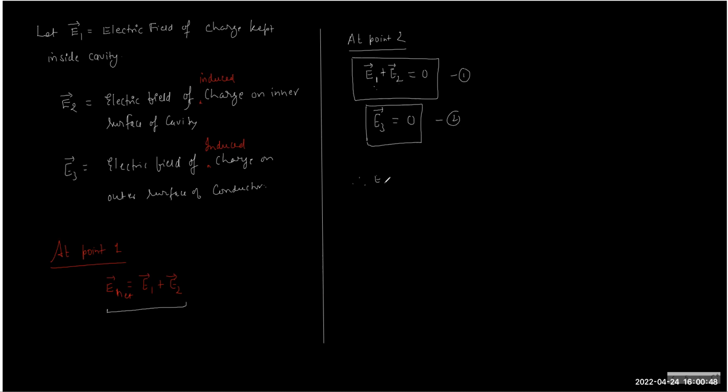Therefore, the sum of all three will also be 0. See, isn't it? Yes, sir. So at two, because the net field is 0, the sum of everything is definitely 0. But apart from that, we should remember that the sum of E1 and E2 is also 0. But if I ask you, can we say that E2 plus E3 is 0? Sir, no, sir. This is not possible.